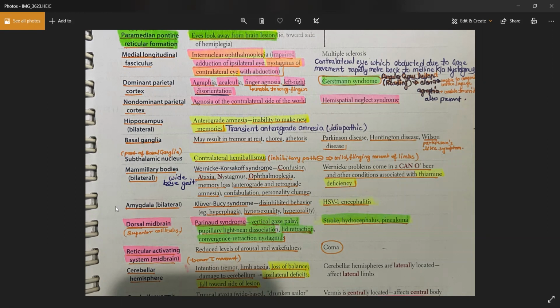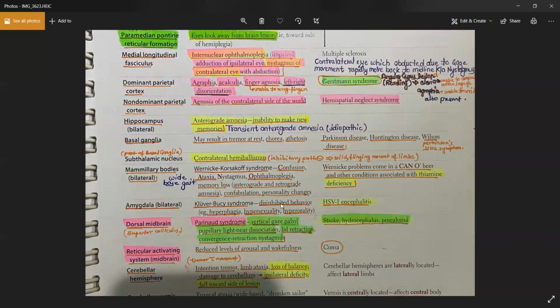Then you have the damage of the amygdala, and you will get a Klüver-Bucy syndrome because of that. And you will get a triad of the hyperphagia. Patient will eat and just eat and eat and eat. So they will be very obese. Patient will get the hypersexuality, and they will get the hyperorality. They will touch everything with their mouth. They will try to eat everything, even plastic. Okay, so this is the hyperorality. Hyperphagia, hypersexuality, and hyperorality. This is seen in the Klüver-Bucy syndrome.